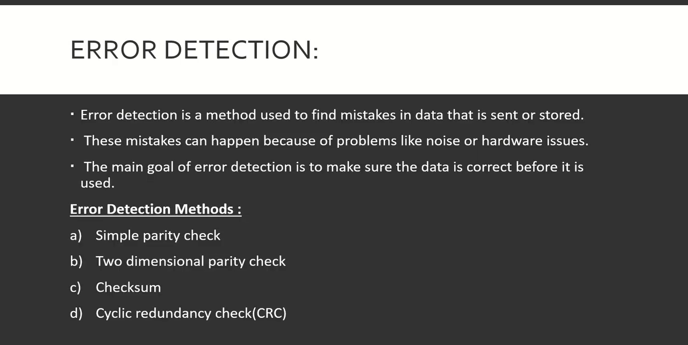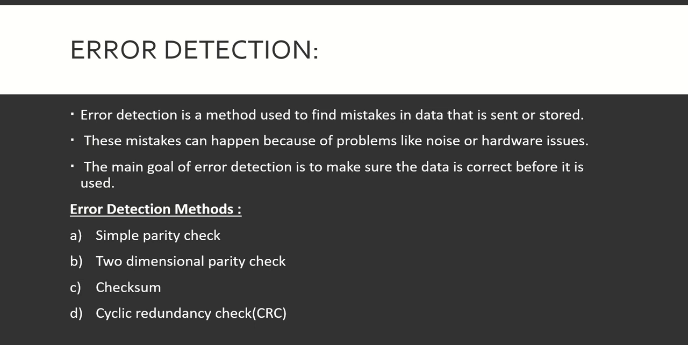error detection. Error detection is a common technique to introduce redundancy bits that provide additional information. Various techniques for error detection include single parity check, two-dimensional parity check, checksum, and cyclic redundancy check. Cyclic redundancy check we also call a CRC. Let's see one by one.